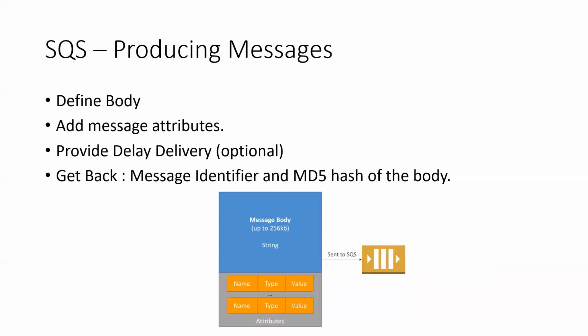Once the message is sent to the SQS queue, you get a message identifier and an MD5, MD5 being the hashing algorithm that stands for Message Digest 5. So it gives you an MD5 hash ID, which we use further. The message identifier and MD5 are the output for any message you send to the queue.